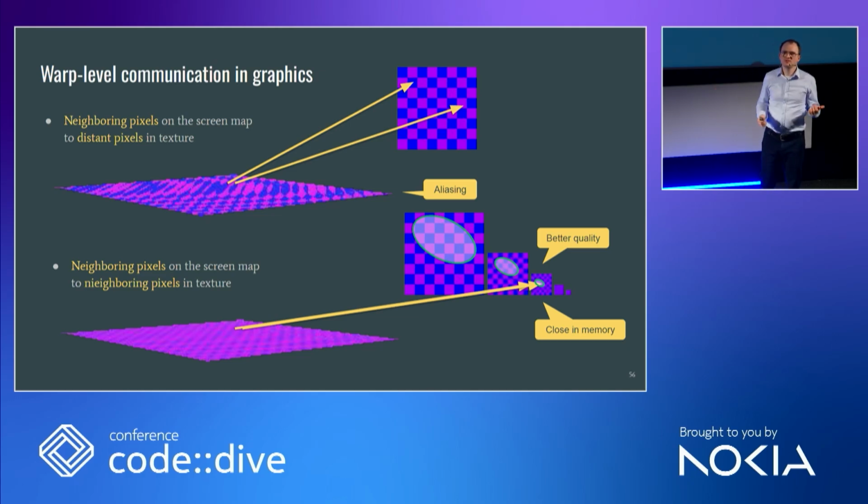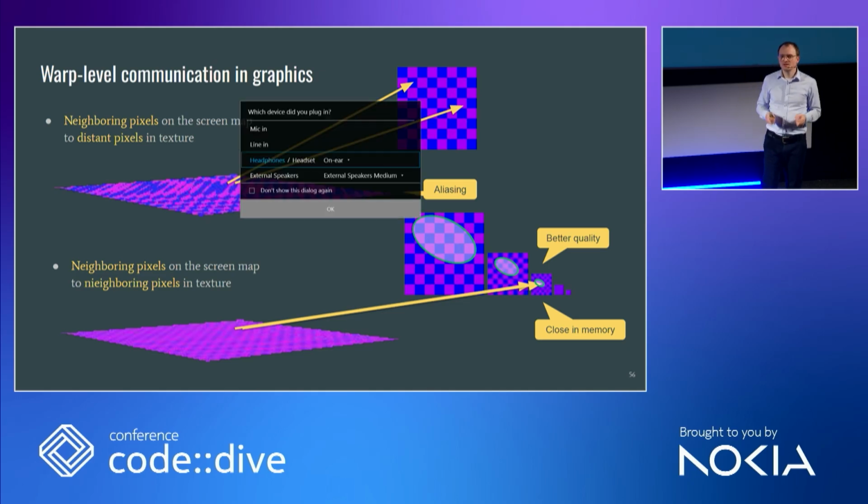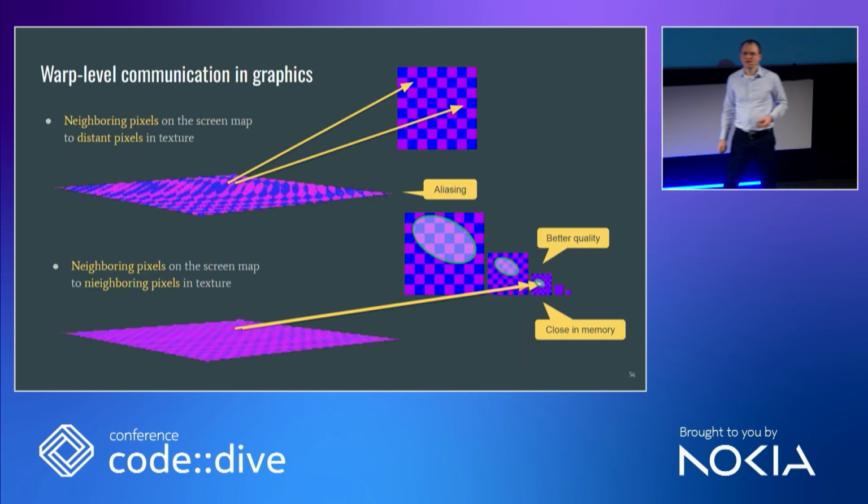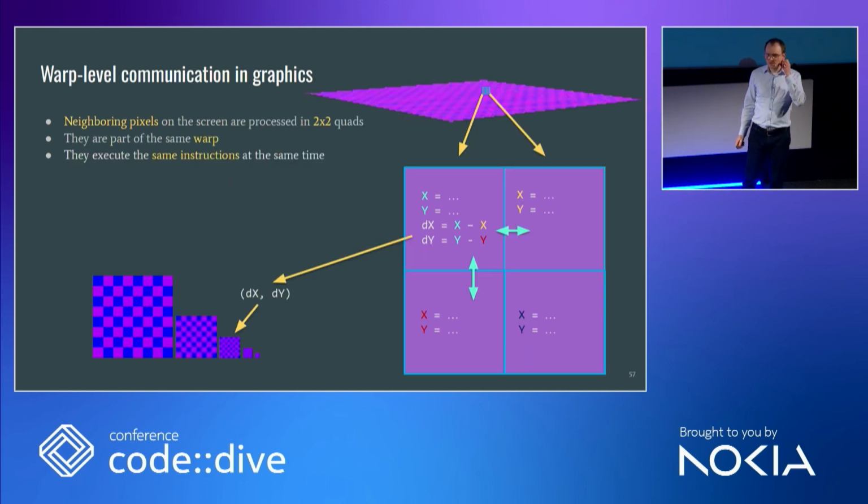So this will achieve two things. First of all, you have much better quality because those textures are filtered and you don't have those aliasing artifacts, so the pictures look nice. And also because they are close in memory, you get way faster accesses. So how does that work?